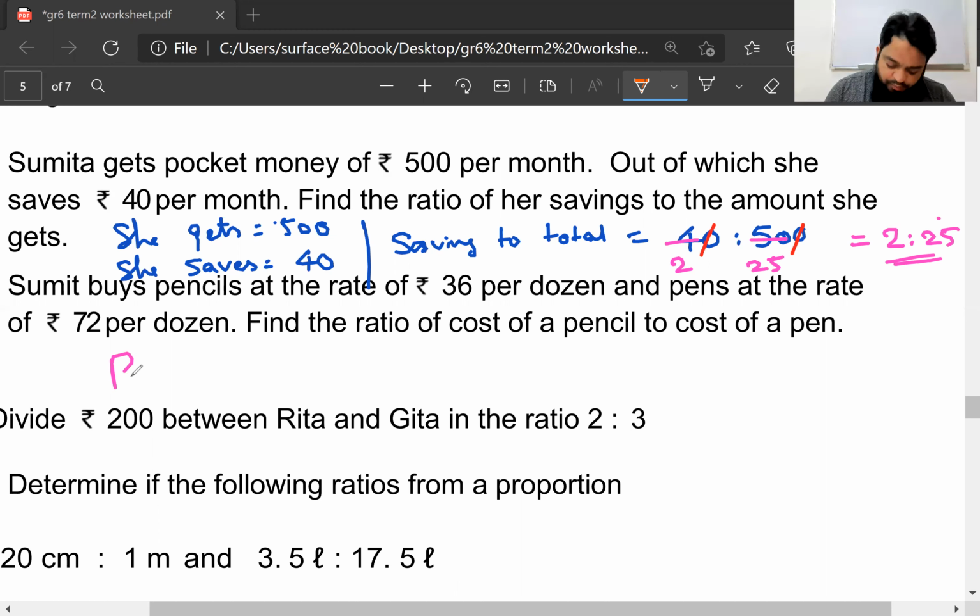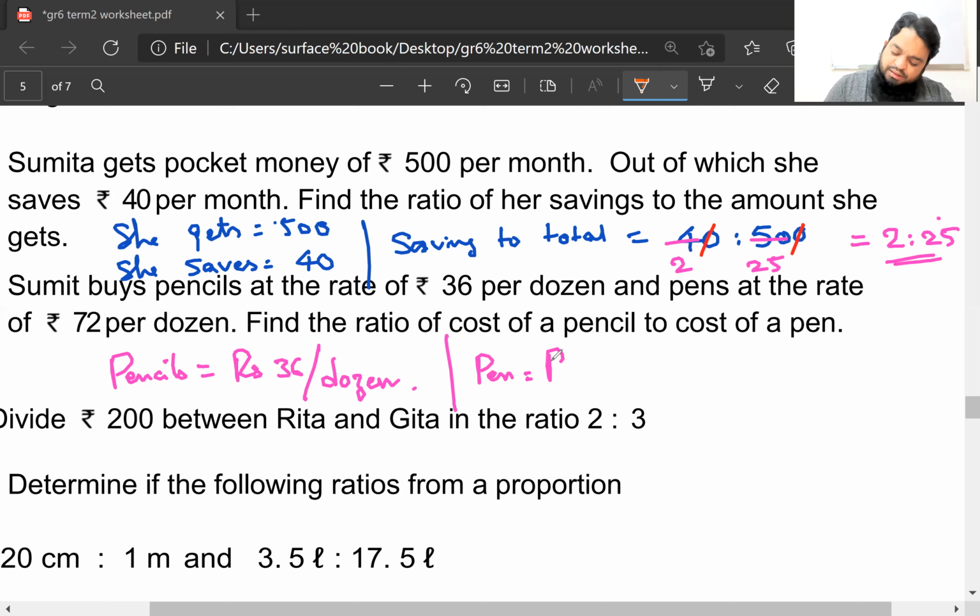Now Sumit buys pencils at a rate of 36 per dozen. So pencils, how much does Sumit pay? Rupees 36 per dozen. Fine. And pens at a rate of 72 per dozen. So pens, how much? Rupees 72 per dozen. What is a dozen here? Dozen means 12 pieces. Okay. So now what is he asking? Find the ratio of the cost of one pencil to the cost of a pen. A pen means one pen.